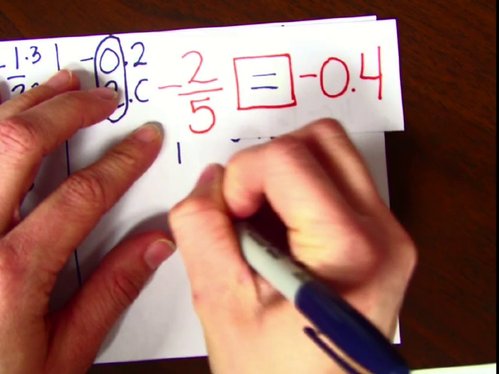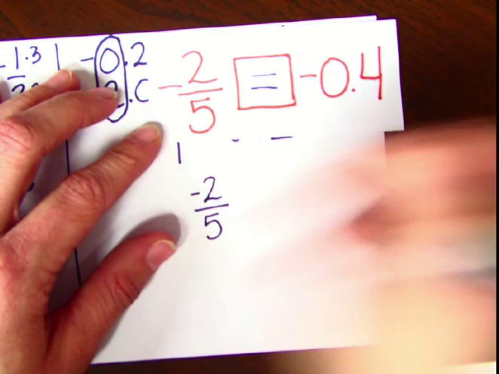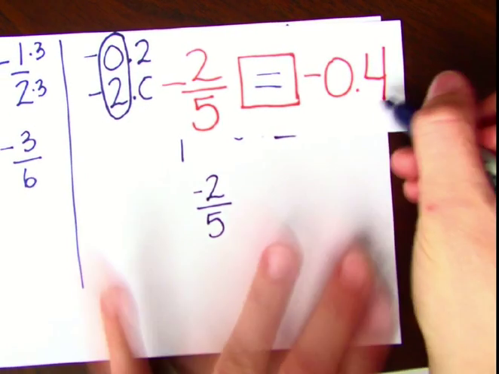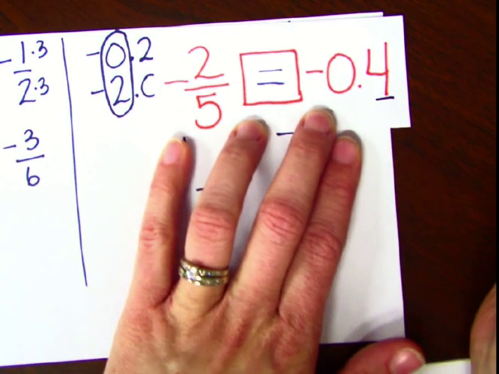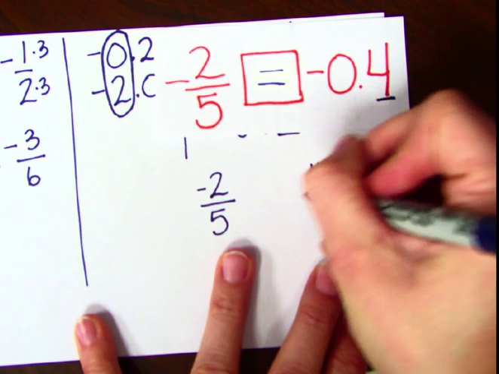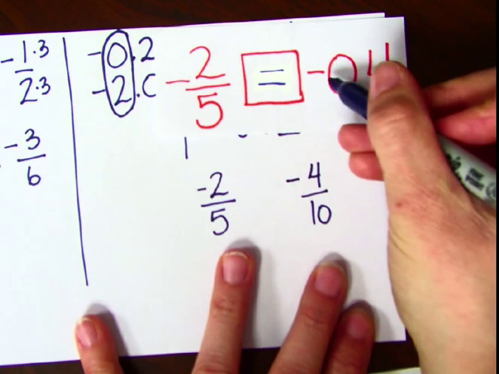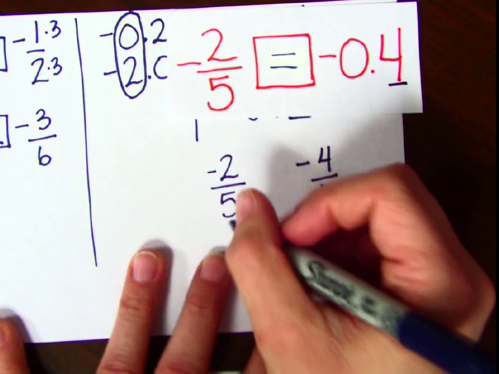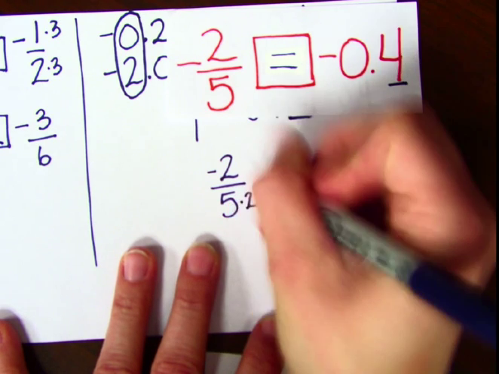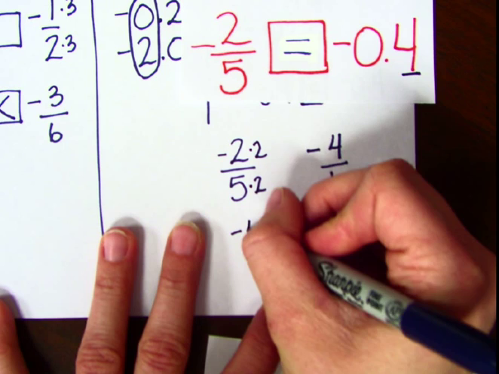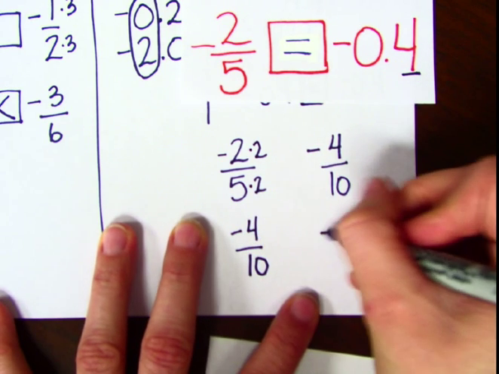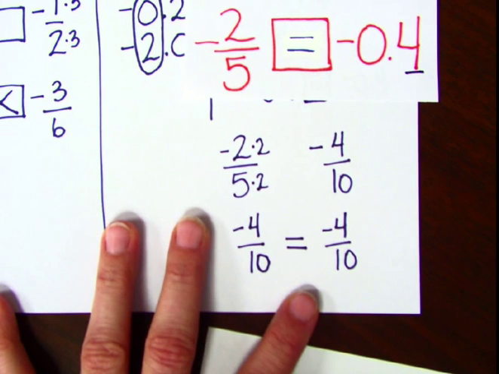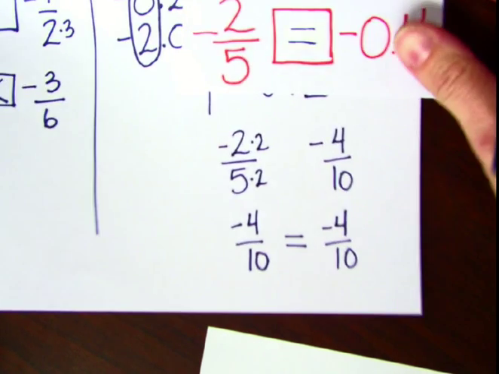All right, so I'm going to keep negative 2/5, and I'm going to change negative 0.4 into a fraction. Remember, this is the tenths place, so I'm going to have 4 tenths, and it's negative. Now I have to have a common denominator, and I see that 10 is a common denominator. It's a multiple of 5, so I'm going to multiply times 2. I'm going to have negative 4 tenths and negative 4 tenths. Again, it is still equal. So either way that you want to do it is perfectly fine.